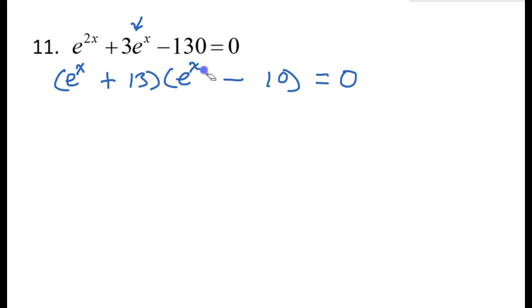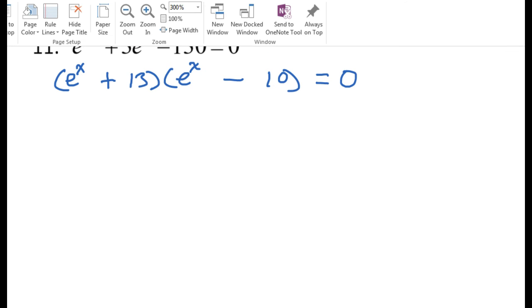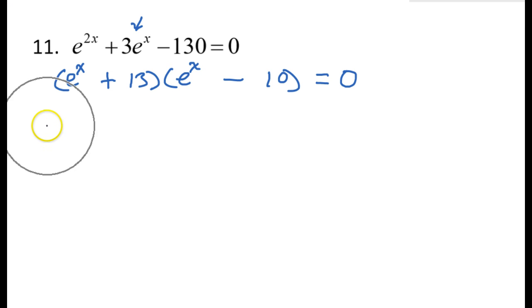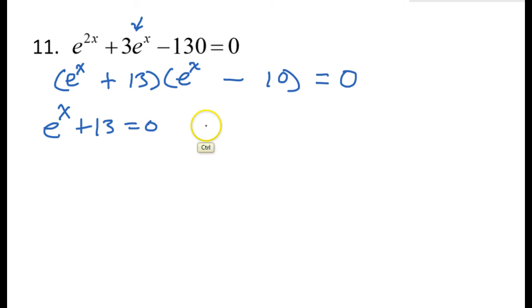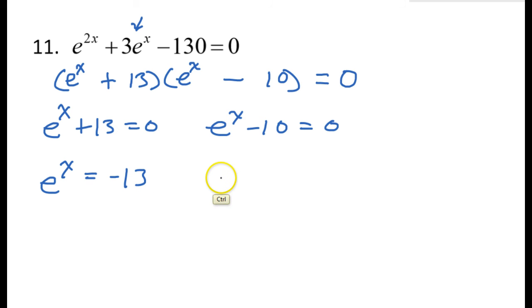So as always, once you have factored it, you can set the factors equal to 0. So this will be e to the x plus 13 equals 0, and e to the x minus 10 is equal to 0. So subtracting 13 from both sides gives me e to the x equals negative 13. And adding 10 to both sides gives me e to the x is equal to 10.